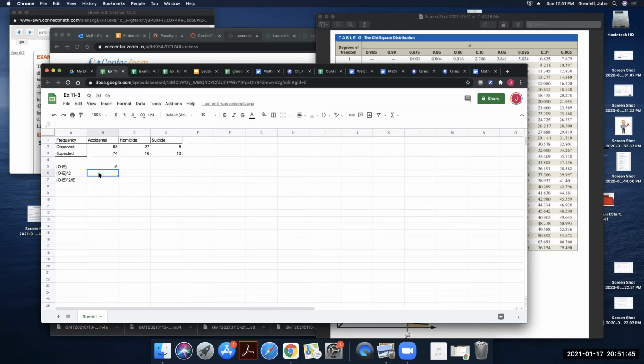All right, for this row, we're going to just take that value and square it. So I'm going to take what's in this square and raise it to the second power and hit enter. So -6 squared gives us positive 36. So that's as we expect. And then in this last one, we're going to take the above square and divide by the expected value.